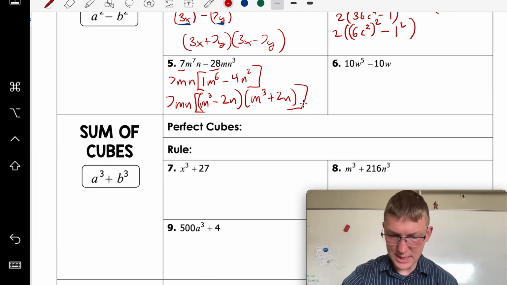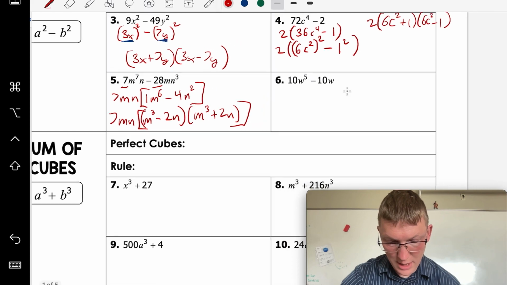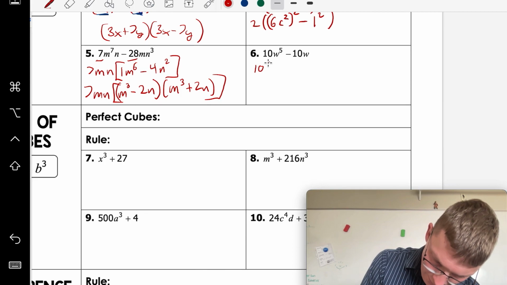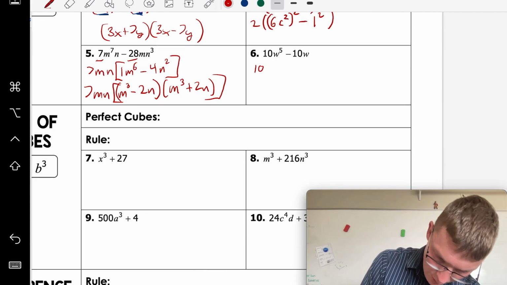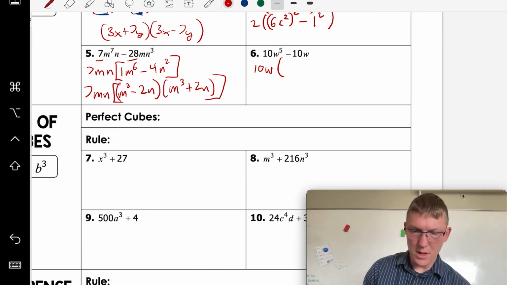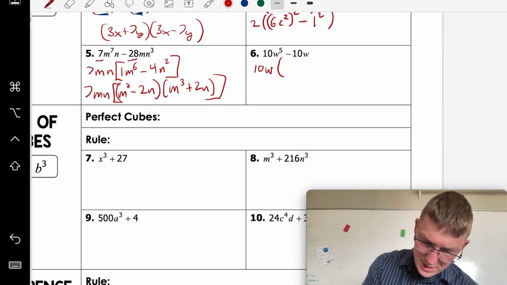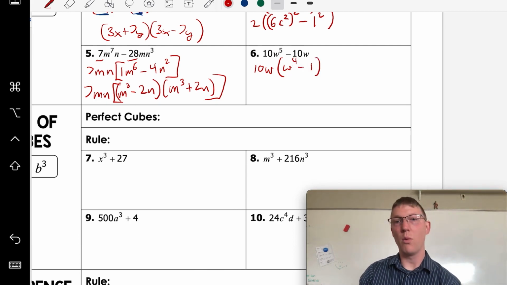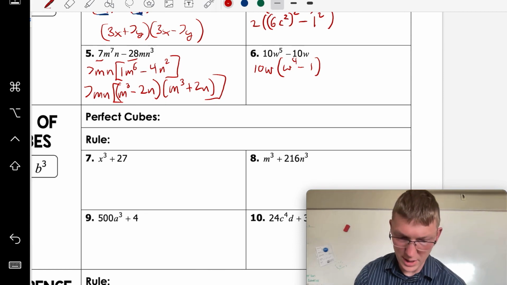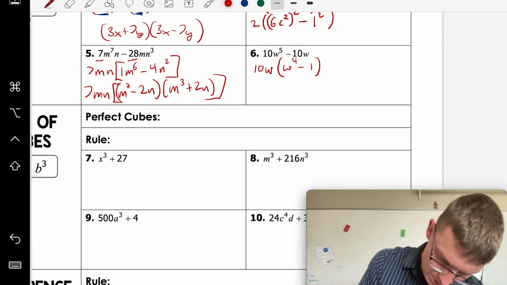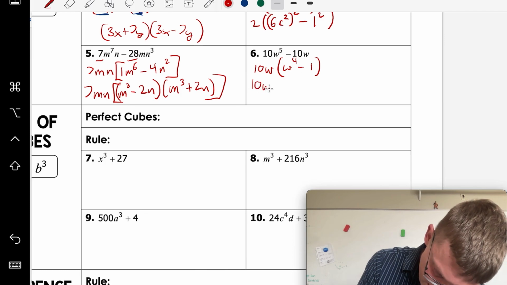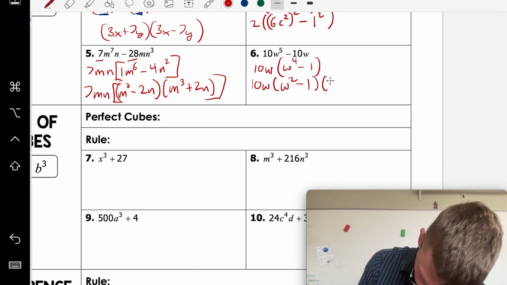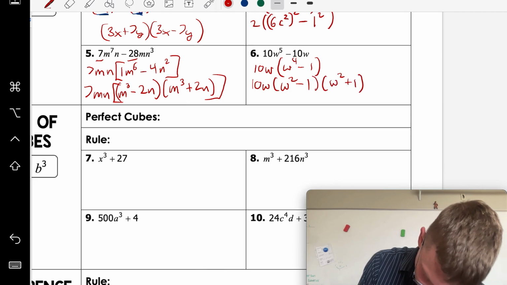So then if we look at number 6, same thing. Hey, look, they both have a 10 and a w in common. So always get that stuff out of the way before you go down the rabbit hole of trying to factor stuff, because it is part of factoring. So we pull the 10w out. We got w to the 4th minus 1. 1 is a perfect square, so we're good to go. So here, using our pattern, 10w times (w squared minus 1)(w squared plus 1).